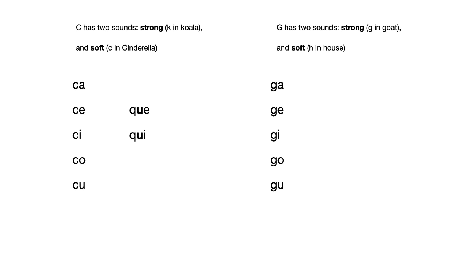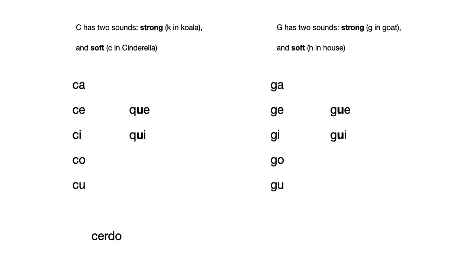And what happens if I want to say ge or gi? You probably figure it out already, right? You use U. So I'm going to pronounce that second column, just those two syllables, ge, gi. Okay? Let's see how this works with some actual Spanish words.